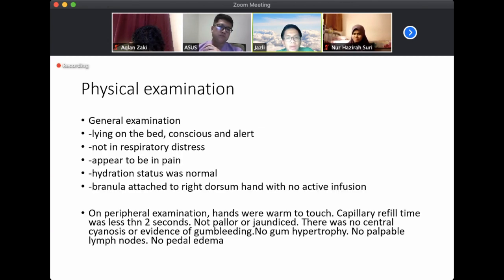In regards to the physical examination, on general examination, the patient was lying on the bed, conscious and alert, not in respiratory distress, appeared to be in pain. Hydration status was normal. There's a cannula attached at the right dorsal hand with no active infusion. On peripheral examination, hands were warm to touch. Capillary fill time was less than 2 seconds. There's no pallor, no jaundice. There was no central cyanosis or evidence of gum bleeding. There is no gum hypertrophy, which could suggest leukemia. There are no palpable lymph nodes and no pedal edema in this case.